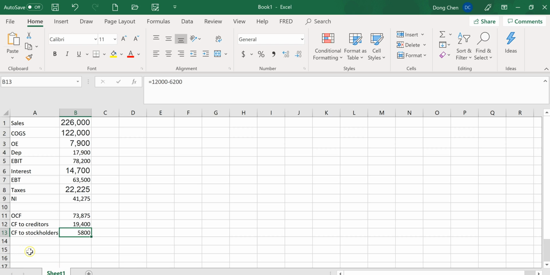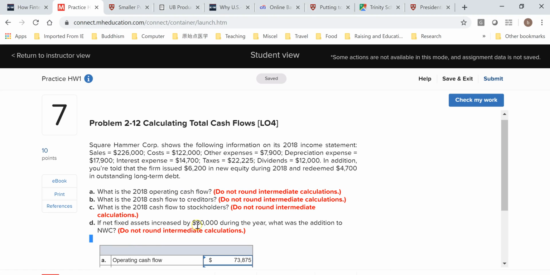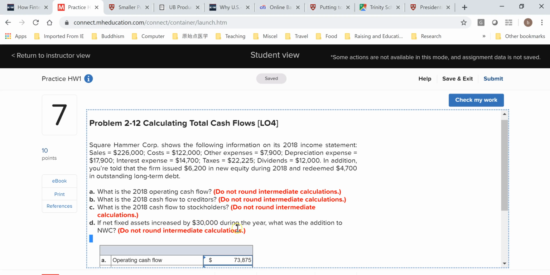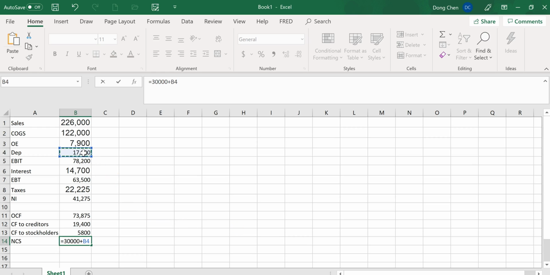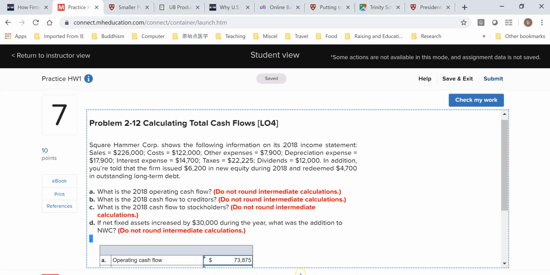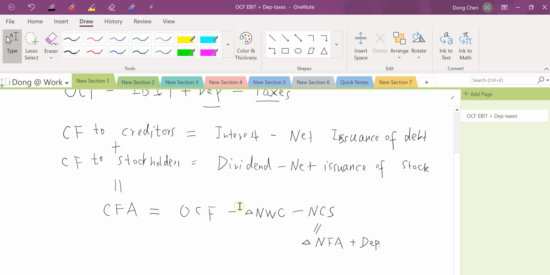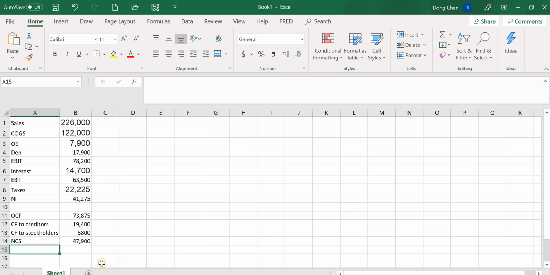So now let me go back to my spreadsheet. NCS is simply the change in net fixed assets, the 30,000, and then add back the depreciation right here. So that's NCS. Once we figure out NCS, the question is asking what is the addition to NWC. We have already calculated the OCF, and CFA is the sum of cash flow to creditors and cash flow to stockholders. So we can just add these two numbers. And going back to the spreadsheet, CFA is simply the cash flow to creditors plus cash flow to stockholders.